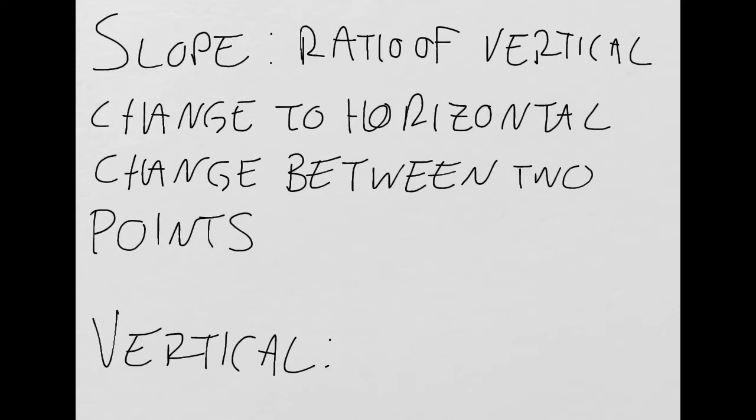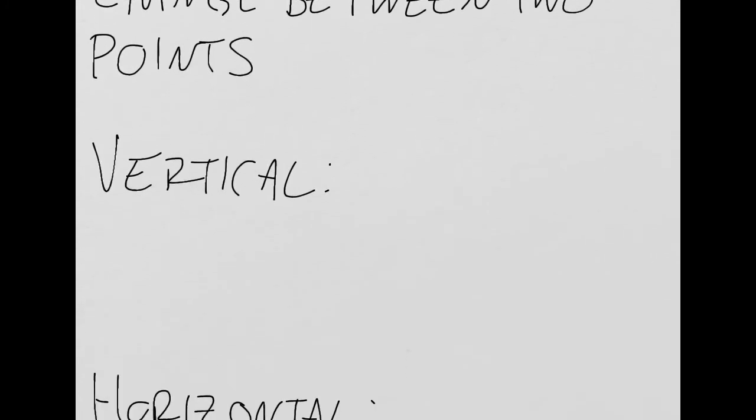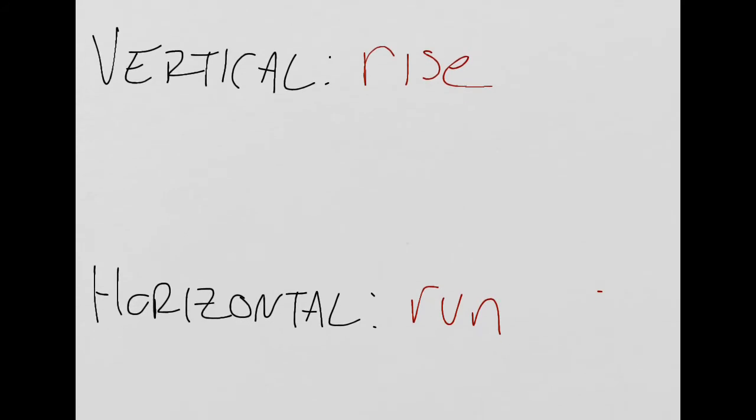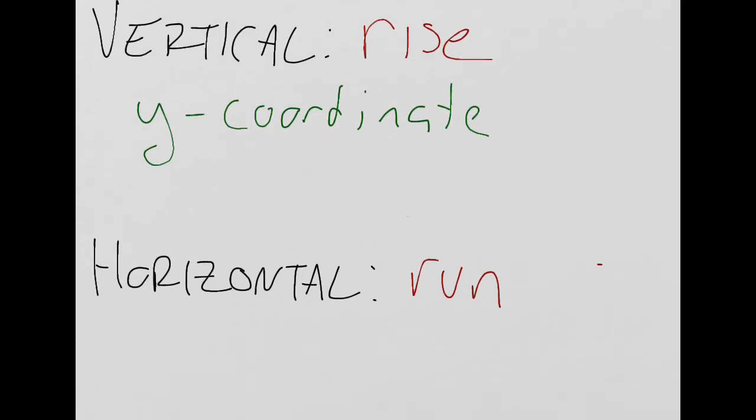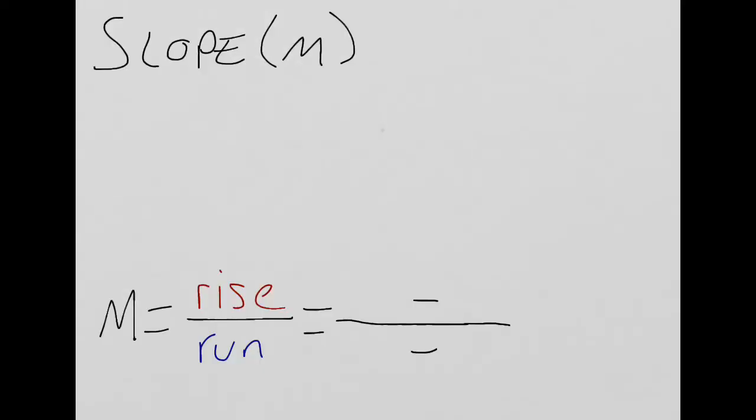So when we talk about slope, we talk about the vertical as being the rise in our line, and we talk about the horizontal as being the run in our line. So when we talk about rise, we're talking about the y parts of our coordinate. And when we're talking about the run, we're talking about the x values for our coordinates. So slope is denoted by this letter here, m. So we'll see that in some equations that we work with a little bit later on.